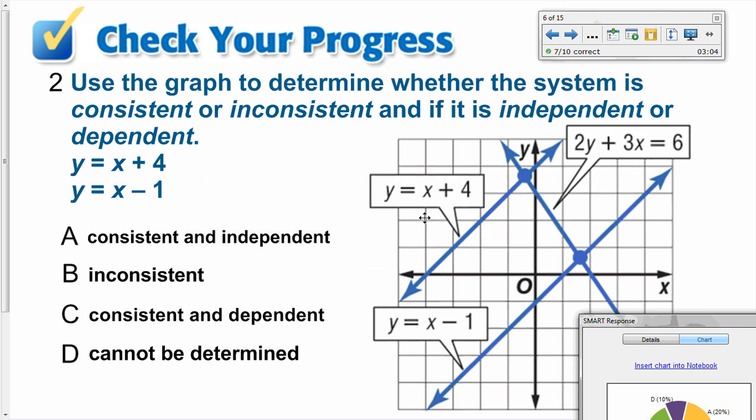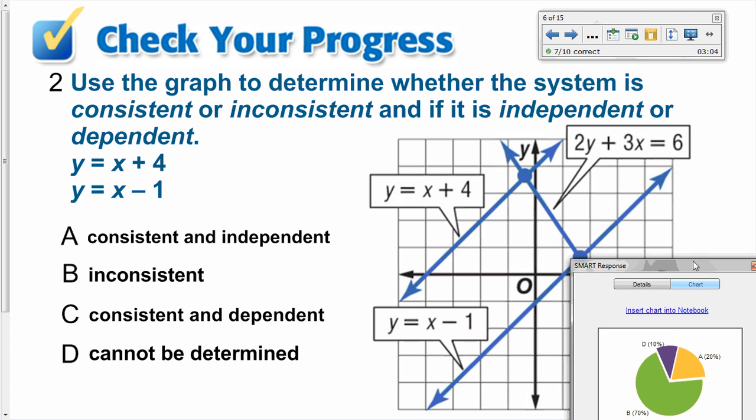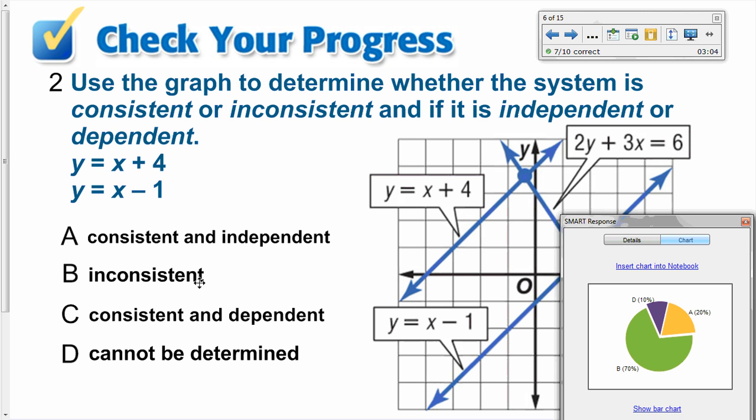Which two lines are we looking at? The x minus 1 and the x plus 4. Okay, so this one right here, right? And this one right here, right? Okay, what do you notice about these two lines? What's the slope right here? 1. What's the slope here? 1. So they are for sure parallel, aren't they? What should your answer be here? B, right?